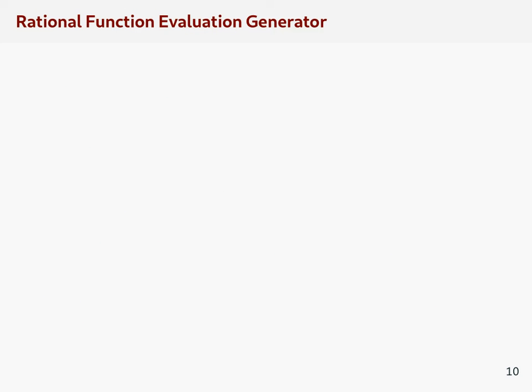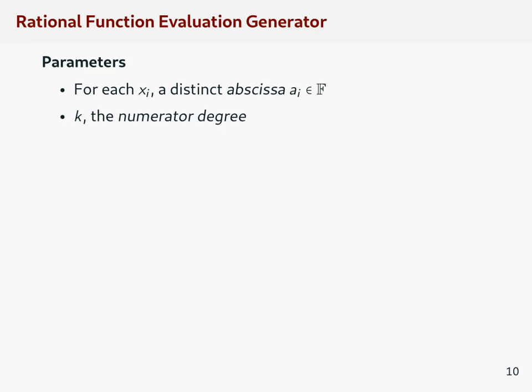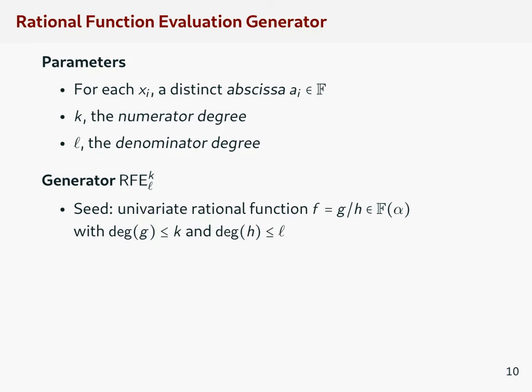The rational function evaluation generator is defined as follows. It has parameters too, and just like SV, for every variable there is a distinct abscissa. It also has parameters k and l that give us bounds on the seed. And the generator RFE k,l takes as seed a univariate rational function, where the numerator has degree at most k, its parameter, and the denominator has degree at most l, the other parameter. The substitution performed by RFE is just that xi gets the evaluation of the seed f at the abscissa for xi.